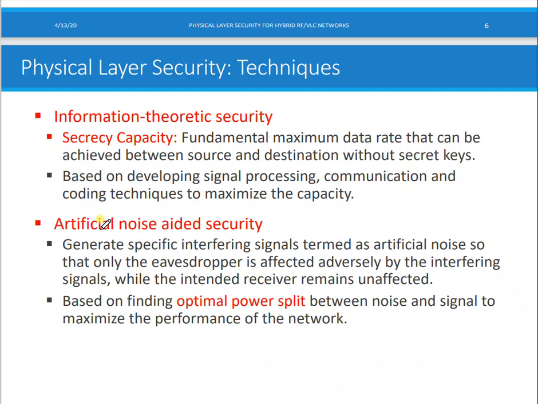We can use artificial noise aided security, generate specific interfering signals termed as artificial noise so that only the eavesdropper is affected adversely by the interfering signals while the intended receiver remains unaffected. So I guess this is done by agreeing on an interfering signal. For example, if the receiver knows it then he can just discard it and will not be affected by it.